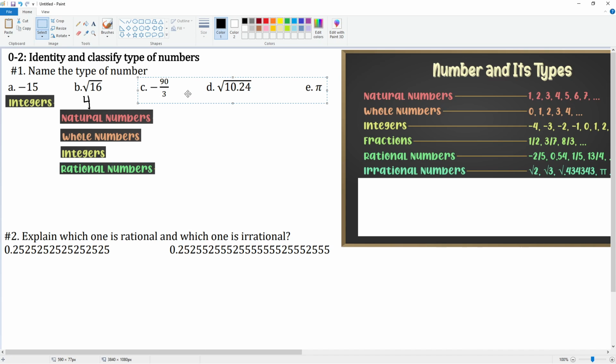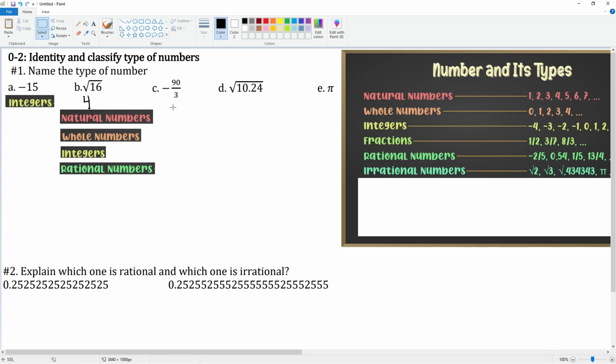Now let's take a look at the next one, which is C. C is negative 90 over 3. Negative 90 over 3 can be simplified into negative 30. So let's take a look. What is that considered to be? Not a natural number, not a whole number. Yes, it is an integer. You can also consider this to be a fraction as well, but for the sake of this, we're just going to put an integer.